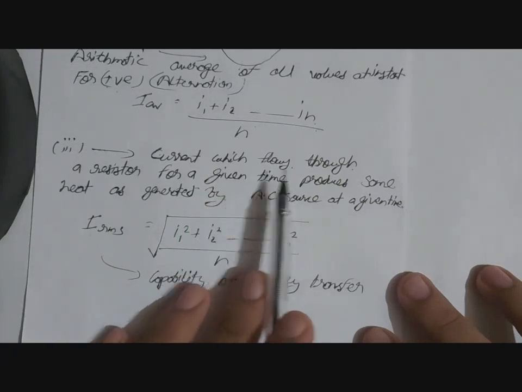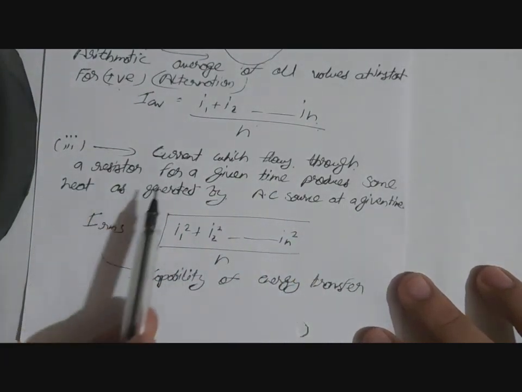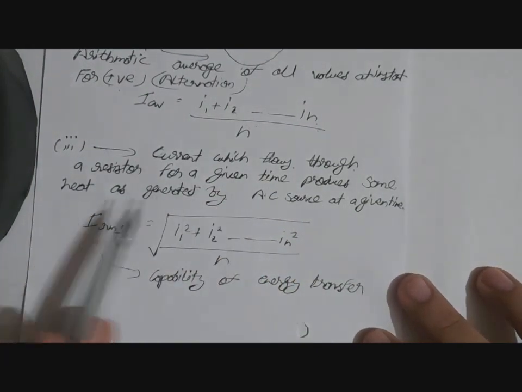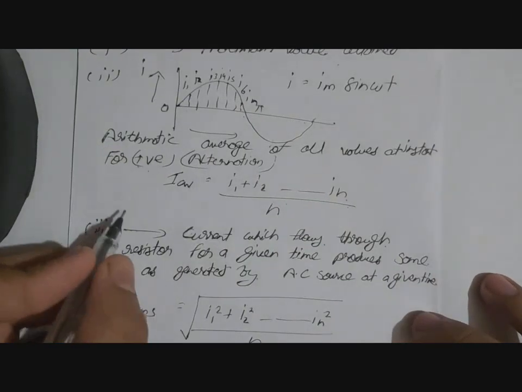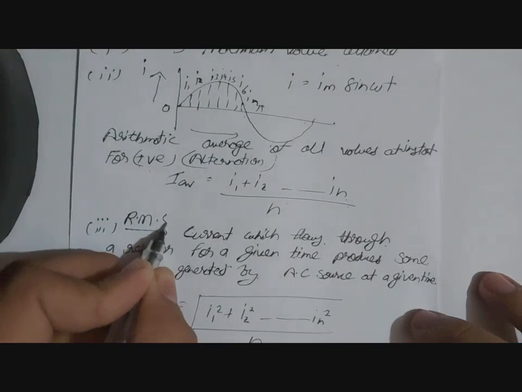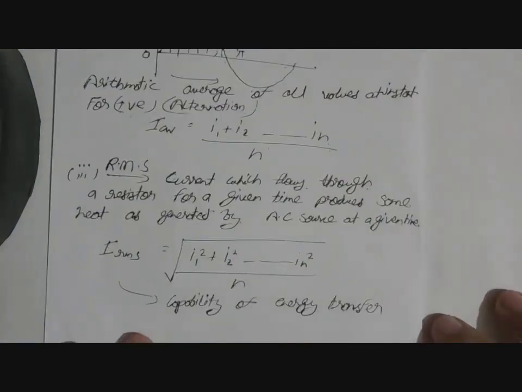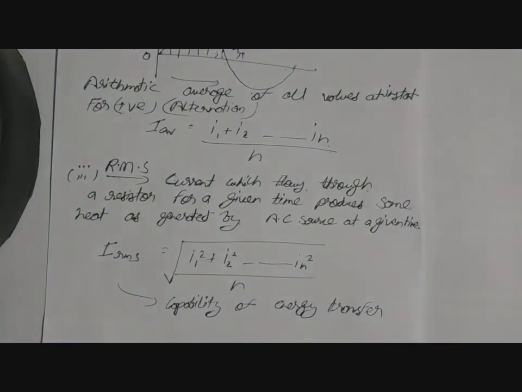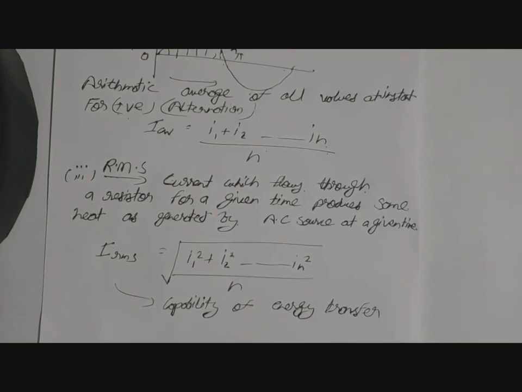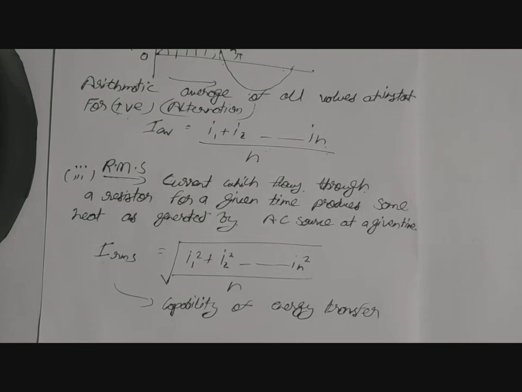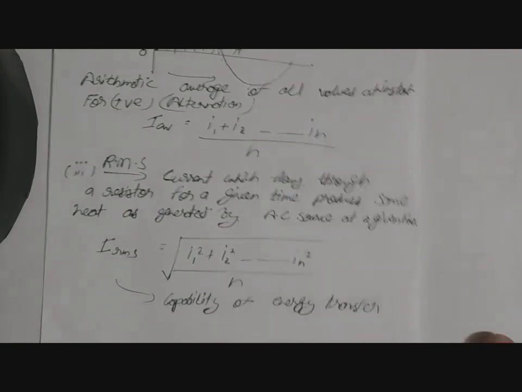Third, the current which flows through a resistor for a given time and produces the same heat as generated by an AC source in that given time. This is for RMS. It is the same amount of current which flows through a resistor for a given time and generates the same heat as generated by the AC source at a given time.